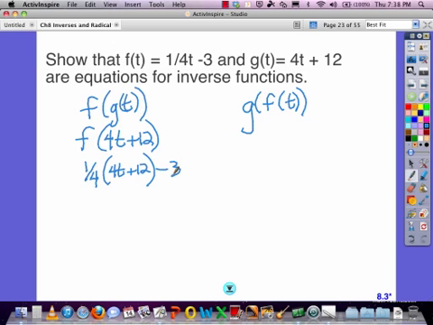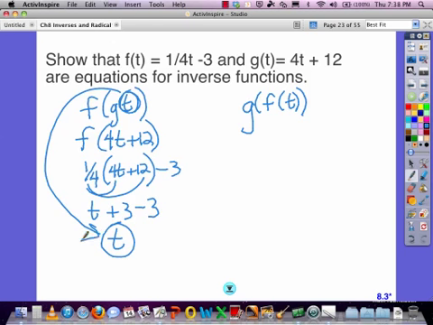Let's clean that up. We got some algebra we can do. We've got 1/4 times 4 is just t. 1/4 times 12 is 3. And 3 take away 3 leaves us with a t. That one is actually looking much better than our last example. Started out with a t, and we got a t. But don't stop because you've only done the evaluating in one direction. Now go for the other direction.